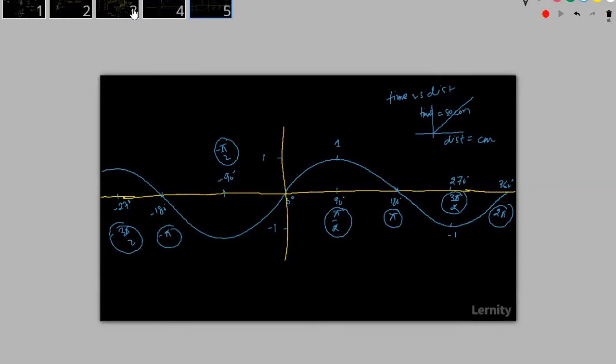Everybody understood from 0 to 180. Mohit, you're not able to understand 0 to 180? Mohit, should I explain 0 to 180 once again? Okay, once again, shortly.